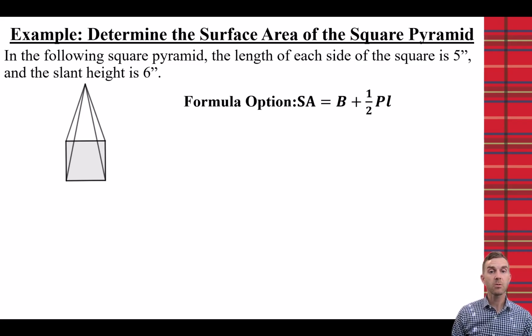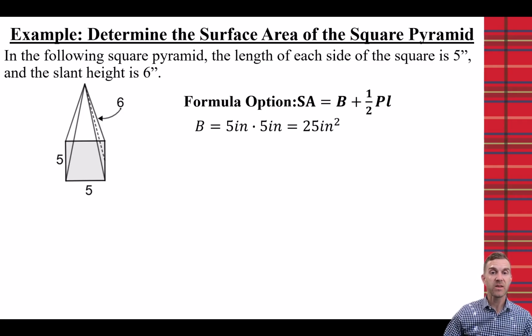If we want to use the formula, we would first say that's going to be the area of the base plus 1/2 the perimeter times the slant height. So let's label the parts we have. And it's important to remember that that capital B means to calculate the area. Well, we have a square for our base, so we'd say it's 5 by 5, which is 25 square inches.